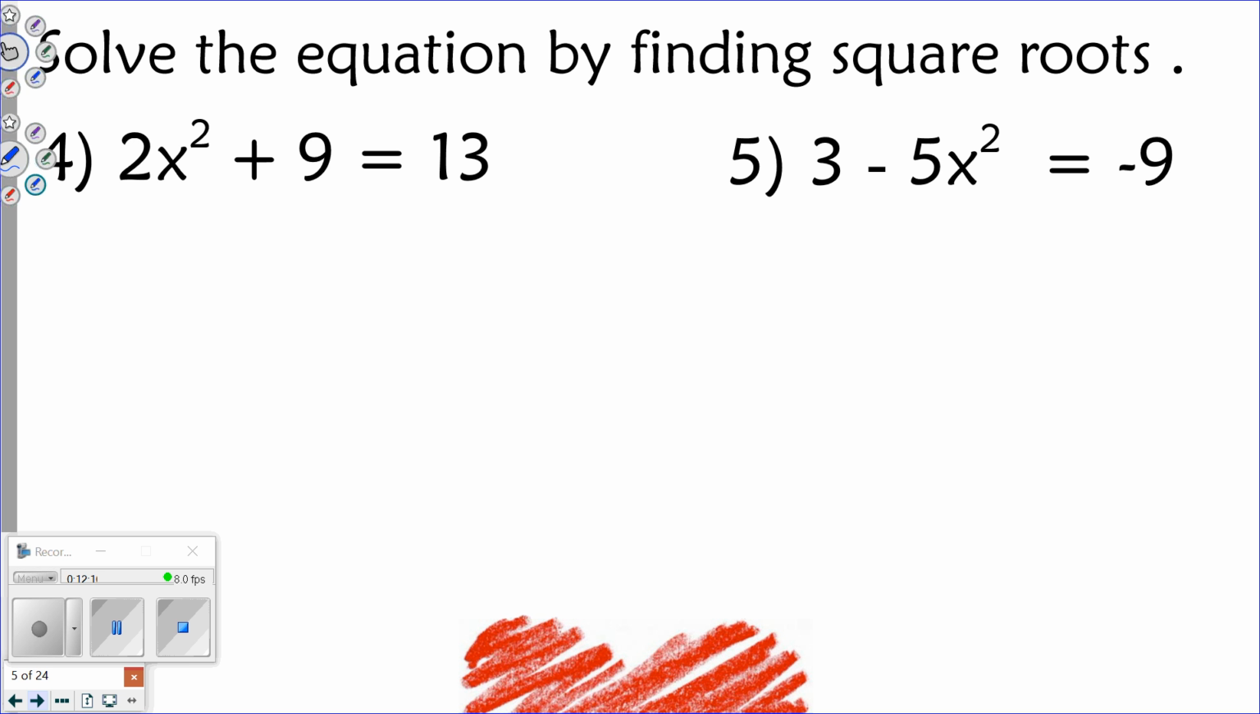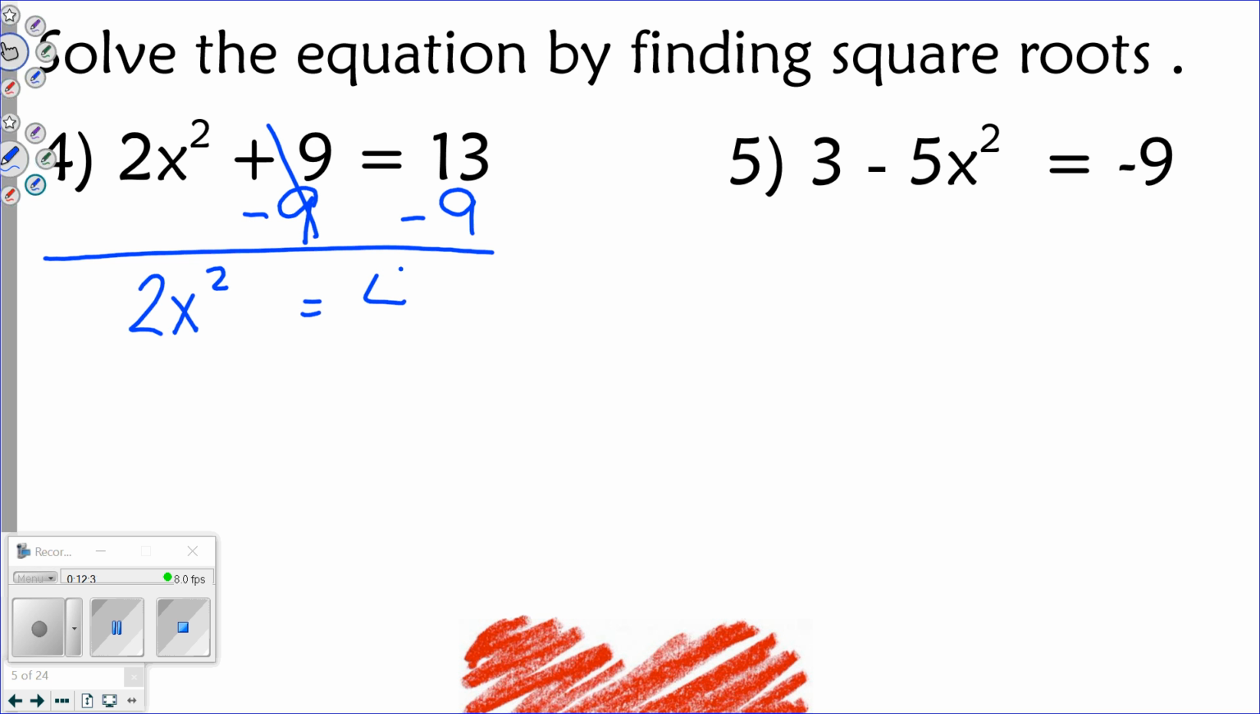Step 1 is to isolate the x squared. So what do I move first? Subtract 9. All right, subtract the 9. Take the square root right now? No, and I have a lot of students who try here, but is the x squared by itself? No. So we have to divide by 2 to get rid of that part. So x squared equals 2.